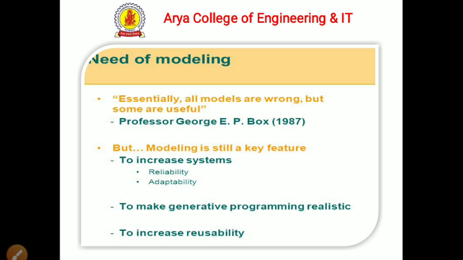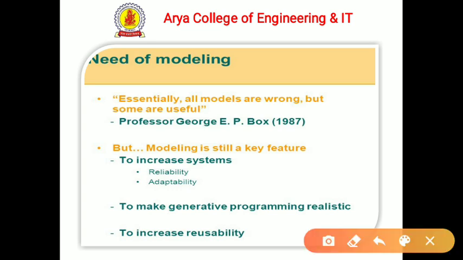Professor George E.P. Box said that essentially all models are wrong, but some are useful. Others said that there is no sufficient model, but still, modeling is a key feature to increase the system reliability and its adaptability. So we need modeling to make generative programming realistic, and it is also needed to increase the reusability of the system.